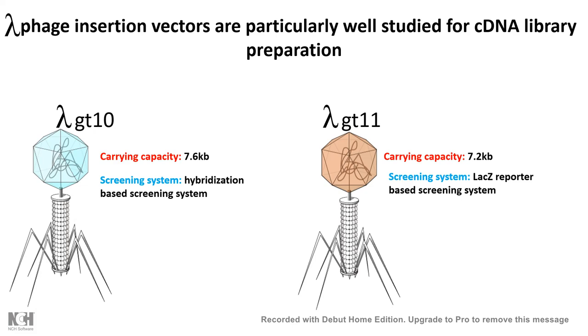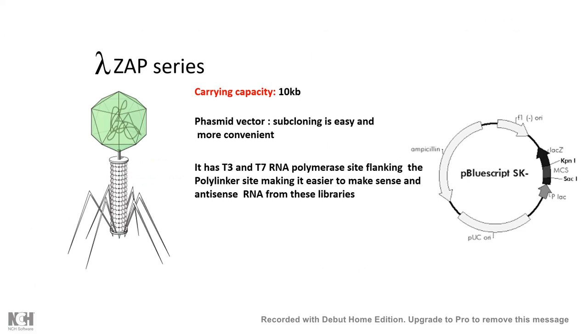You can also have a lacZ reporter-based easy screening system in the lambda-GT11 series of advanced lambda-phage-based vectors, which gives us an advantage. And these days, we have the lambda ZAP series, which have even bigger carrying capacity. They are huge, so they can carry fragments as big as 10 kb. And relatively, it is easy to screen these lambda ZAP vectors in terms of the cDNA library. So these days, people prefer lambda-phage-based cloning systems over bacterial cloning systems.